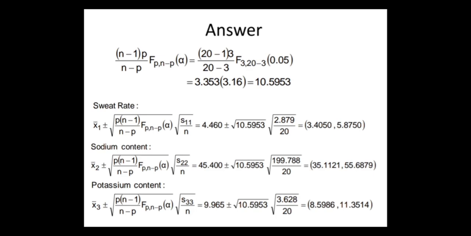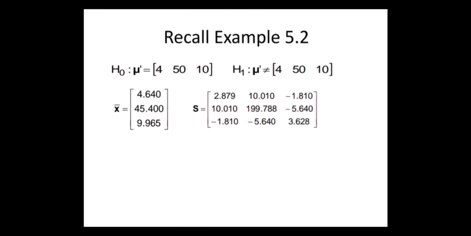The concept sama macam before this. You can say that we are 95% confident that the value of mu1 lies between these two interval. And then you can say that we are 95% confident that the value of mu2 lies between these two confidence interval. Okay, same for mu3.